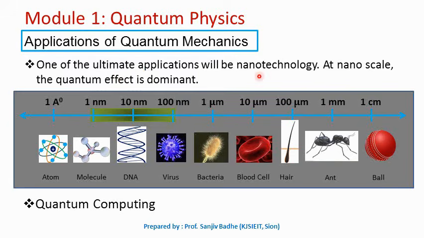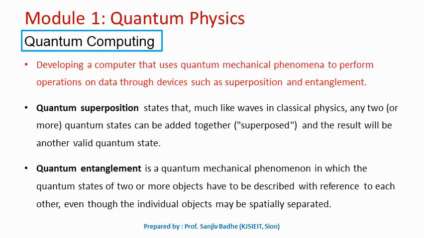When it comes to nanotechnology, nanoscale means very small size, of the order of 10 raised to minus 9 meters, and at this nanoscale the quantum effect is dominant. So, to explain the behavior of nanoparticles, quantum mechanical concepts are used. Nanoparticles have sizes in this range, a few nanometers. And one important application of quantum mechanics is quantum computing. So, let us discuss quantum computing in the next slide.